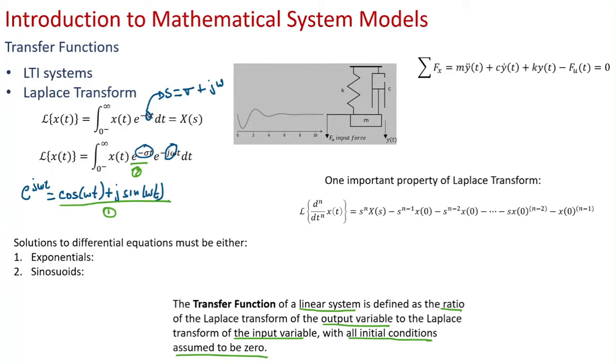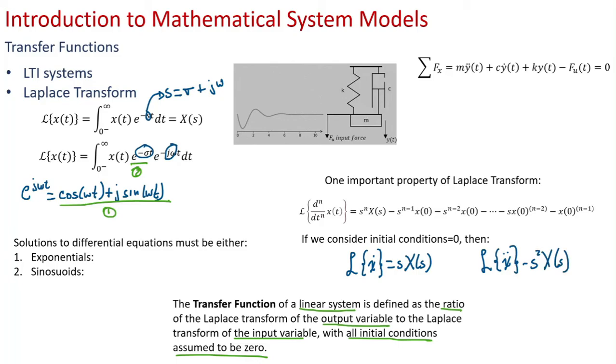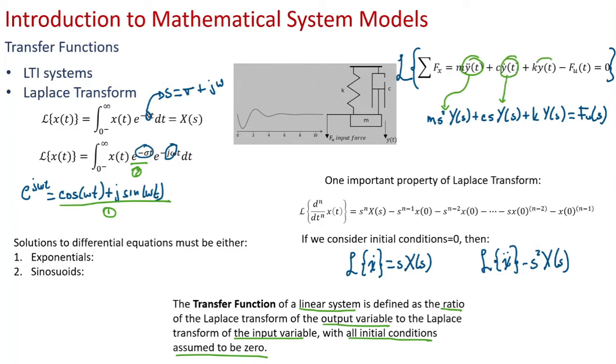But remember that for a transfer function, we must consider initial conditions equal to 0. If we consider that, the Laplace transform of the first derivative becomes sX(s), and for the second derivative becomes s squared X(s). So with this in mind, we can take the Laplace transform of our model equation as m s squared Y(s) plus c s Y(s) plus k Y(s) equals F(s). This is the Laplace transform of this differential equation.